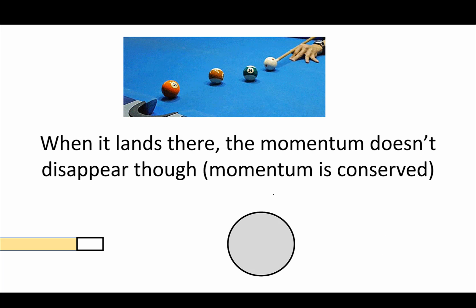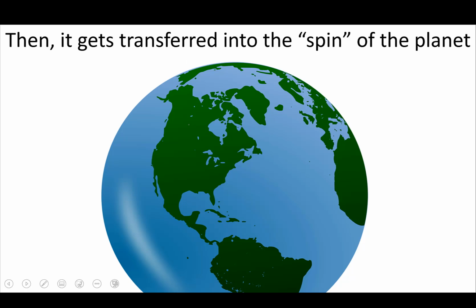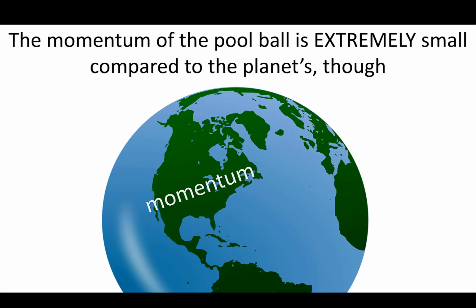Now, as an aside, when it lands there, the momentum doesn't disappear. Even though the green ball stops moving, momentum is still conserved overall. So the momentum in the ball gets transferred to the pool table, and then it gets transferred from the pool table into the spin of the planet, so it actually affects the way the planet rotates. There's a momentum transfer to the spin of the Earth. But the momentum of a pool ball is very, very small compared to the planet's, so you don't really notice it.